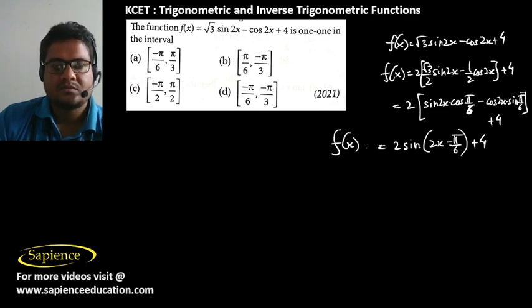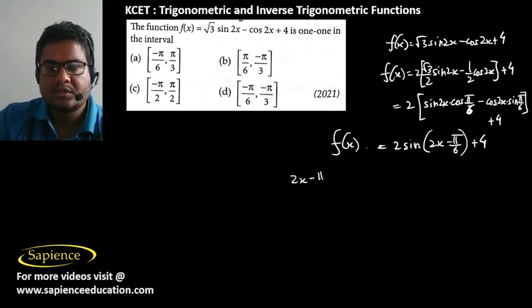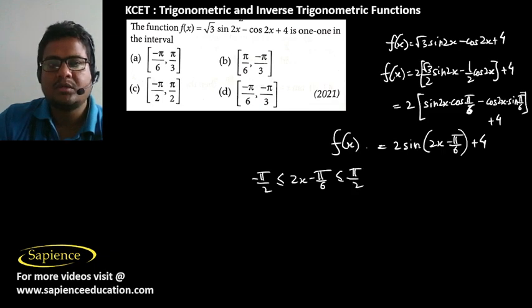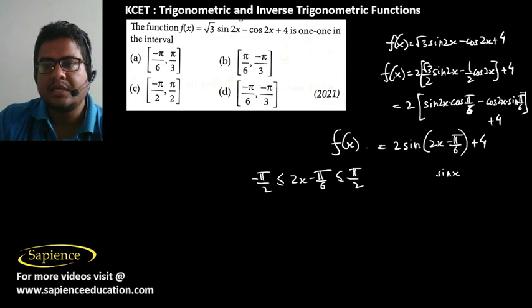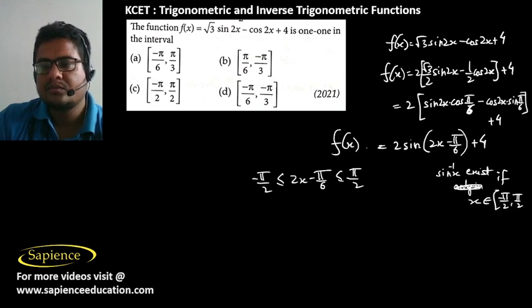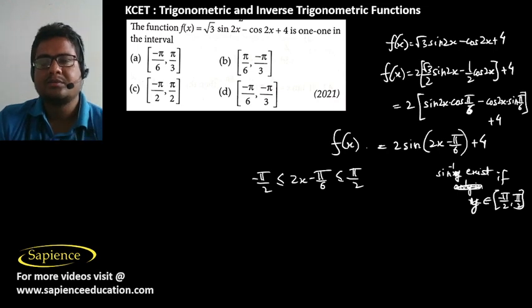Now this 2x minus pi by 6 should be from minus pi by 2 to pi by 2. Then only it will be 1 function. Since for sin x to be invertible, that means sin inverse x will exist only if x is in the interval minus pi by 2 to pi by 2. Sin inverse y will exist for y belongs to minus pi by 2 to pi by 2.